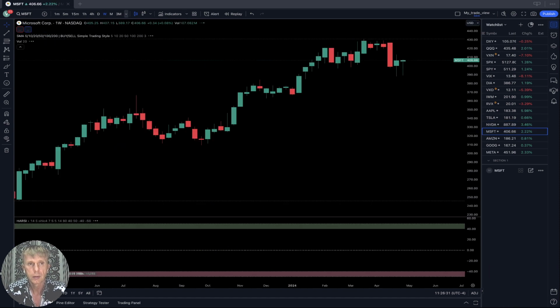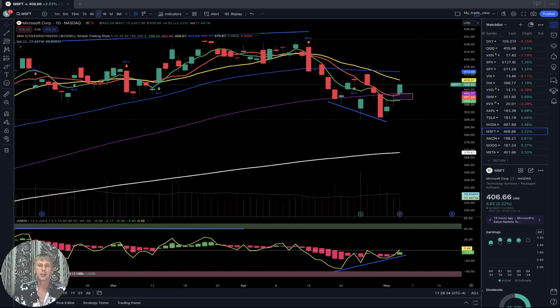Microsoft daily. Daily did bounce from SMA 100 purple line, created gap up, and now it's still below SMA 20, still in a bearish territory, but bullish crossover.